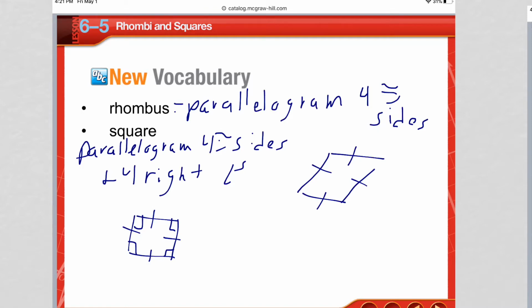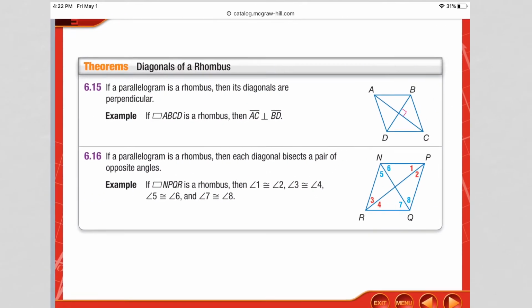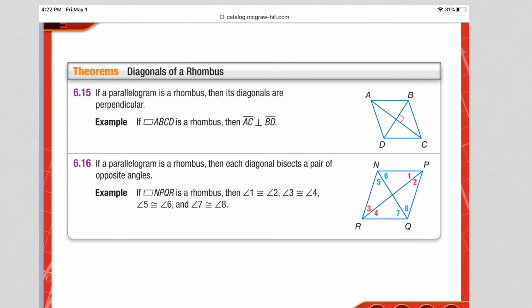So now what are some properties we know about these? It always has to do with the diagonals. So first thing, we see that in a rhombus, your diagonals are perpendicular. So it's always a right angle right here in the middle, which then in turn makes all of these triangles in the middle right triangles. So then that means you could possibly use some SOHCAHTOA in there if you had to. Definitely Pythagorean theorem you'll probably see.